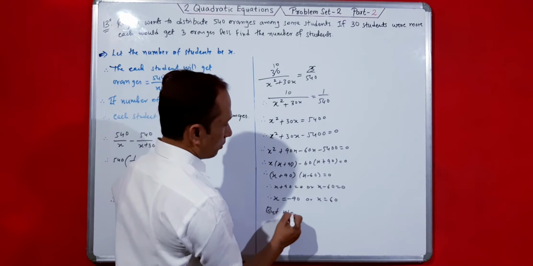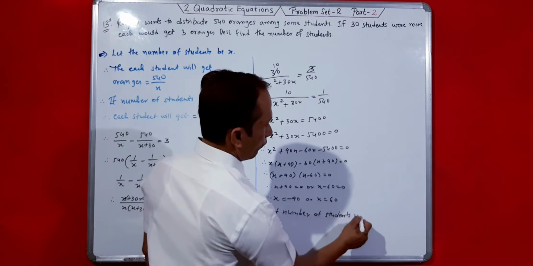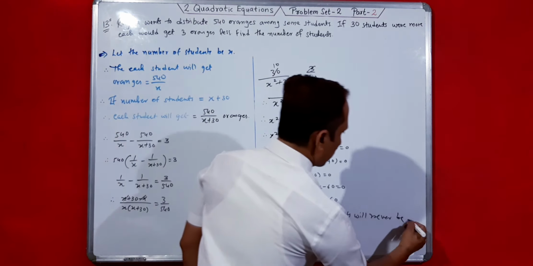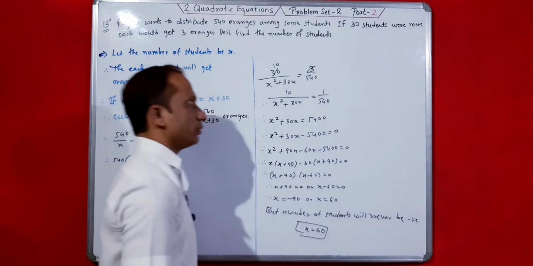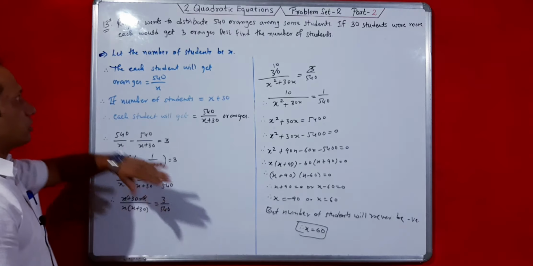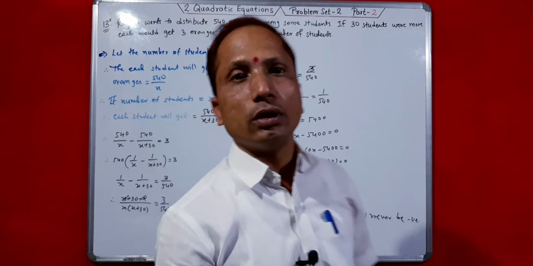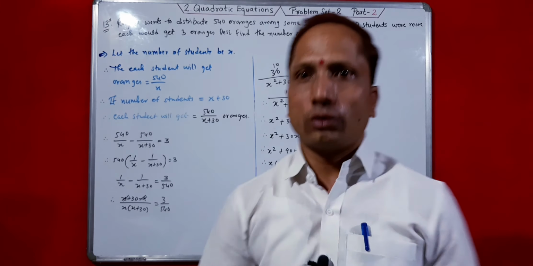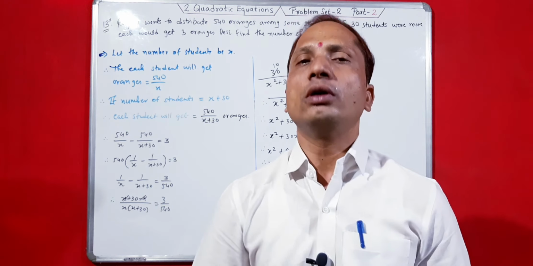But number of students will never be negative. Therefore x is equal to 60. So the number of students, how many students will find the number of students? There were 60 students present. In this way you have to solve this. So this is the problem number 13. We have solved it. Only you have to follow the steps. Just do the calculation properly, you will get your solution. Problem number 13 we have solved, and now we are going to solve problem number 14.